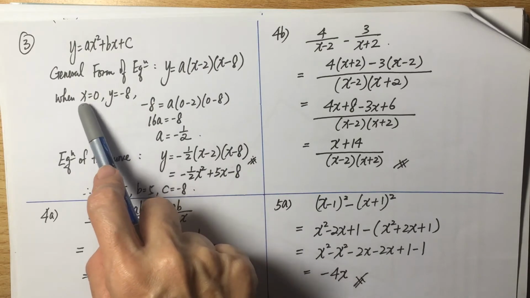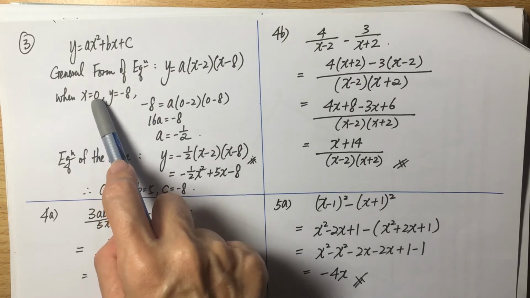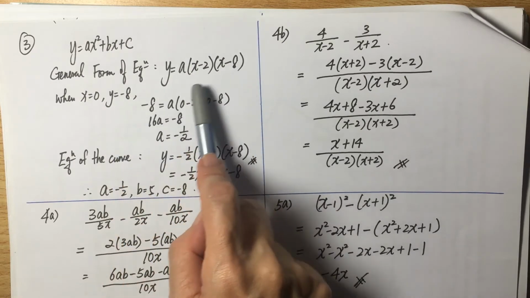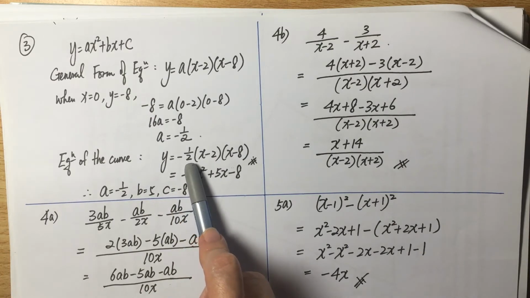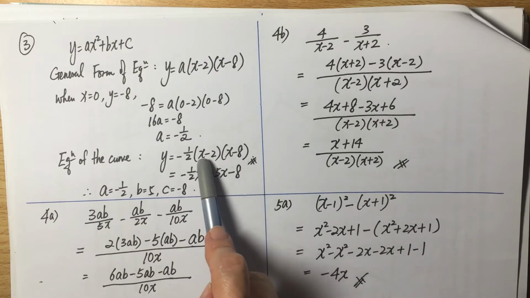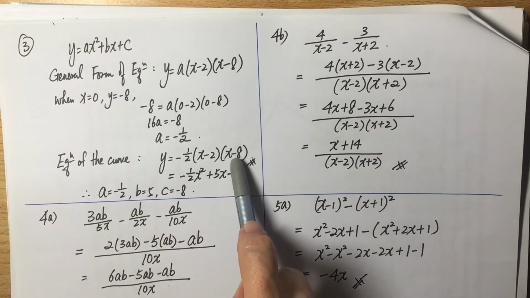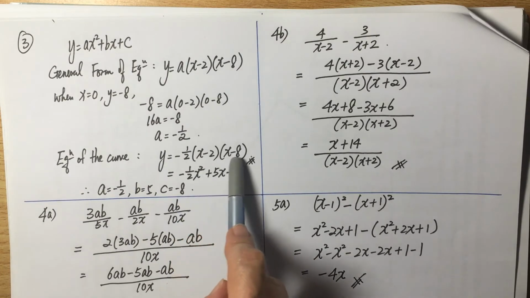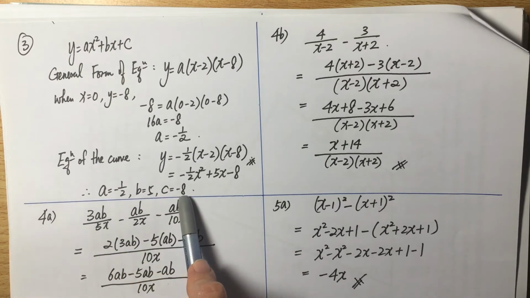So one of the points that we get from the graph is, when x equals 0, y equals -8. By substituting this point into this equation, we'll be able to find out what a is. This is the intercept form, right? Remember the intercept form: if I have the points cutting the x-axis, I can form the equation this way. When I multiply everything in, I should get a is -½, b is 5, and c is -8.